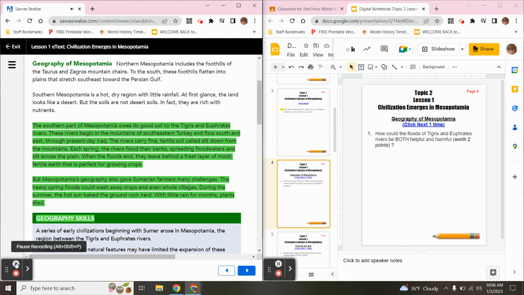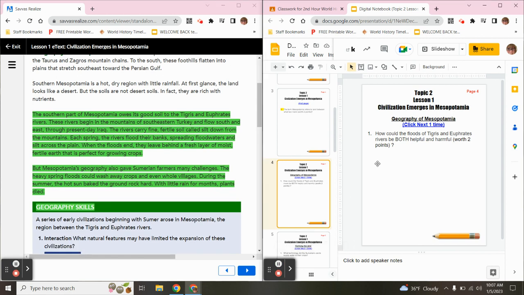But Mesopotamia's geography also gave Sumerian farmers many challenges. The heavy spring floods could wash away crops and even whole villages. During the summer, the hot sun baked the ground rock hard. With little rain for months, plants died.